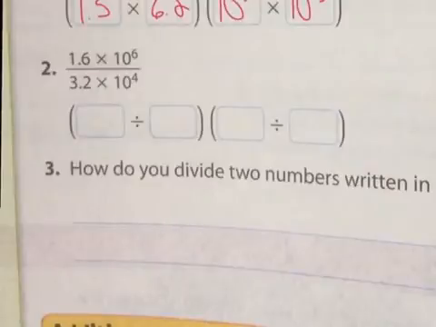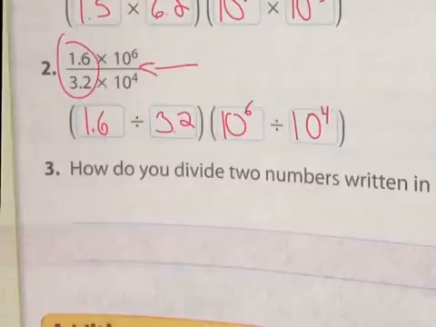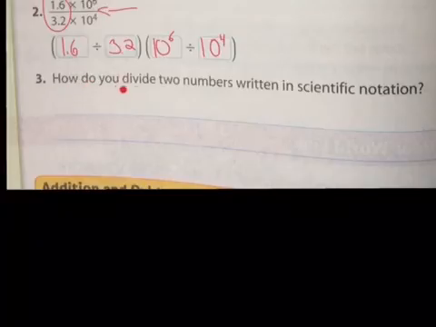Remember that when we actually have a division, we subtract the exponents, and we have to divide these two numbers together. And you should have something that looks like this when you apply the associative property. Number 3. How do you divide two numbers written in scientific notation?